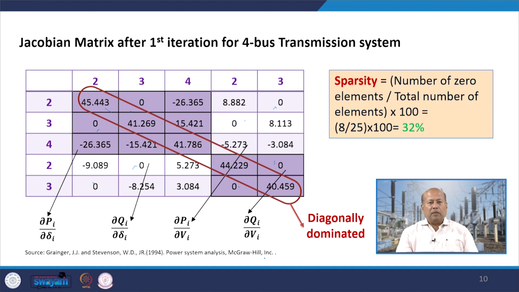So, the Jacobian matrix after the first iteration for a 4-bus system can be obtained, and you can see that it is going to be a 5 by 5 matrix. So, the total elements are going to be 25 and the sparse elements are going to be 8. So, the sparsity can be calculated as 8 divided by 25 into 100, approximately 32% of the elements of the Jacobian matrix of a simple 4-bus transmission system.